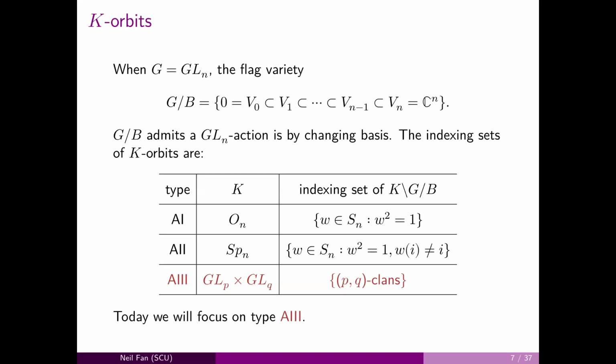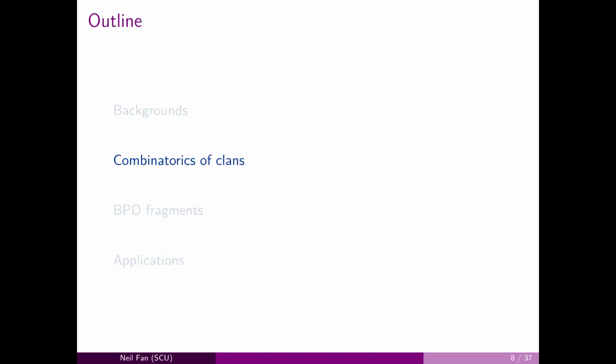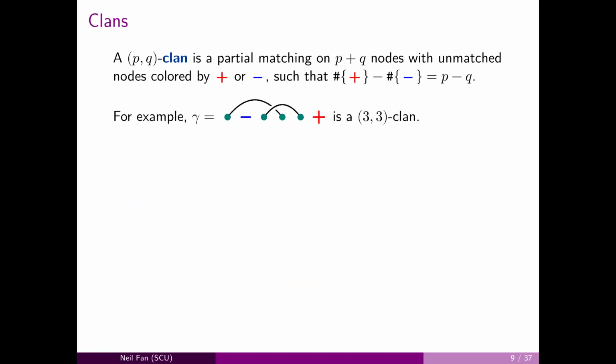So what is a (p,q)-clan? This is my second part. A (p,q)-clan is a partial matching on p plus q nodes with unmatched nodes decorated by plus or minus signs, such that the number of plus signs minus the number of minus signs equals p minus q. For example, this is a clan. There are 6 nodes, and the number of plus signs minus the number of minus signs is 0. So p equals 3 and q equals 3. This is a (3,3)-clan.